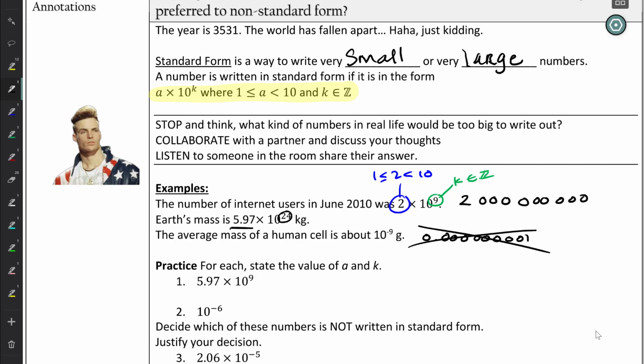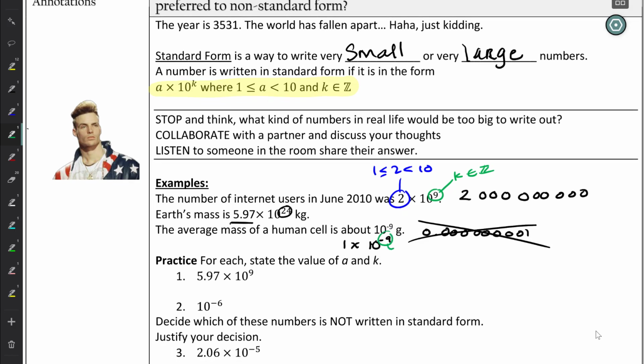Same thing here, 10 to the negative 9. What's a? Well, a in this case is 1. Okay, 1 times 10 to the negative 9 is the same thing as 10 to the negative 9. And then you think, wait, k is negative. That's okay. k still belongs to the integer set. They do not have to be positive integers when we are talking about standard form.